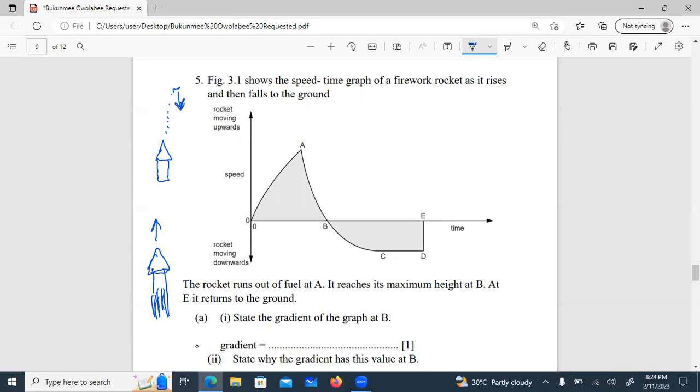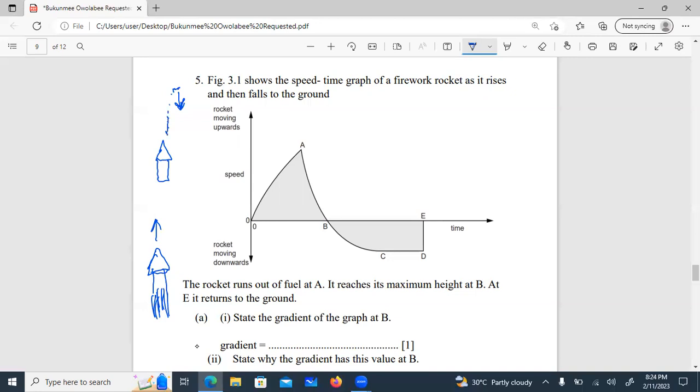So here, the rocket starts burning, it goes upward. At this point, the flame stops burning. All the combustible material has been exhausted. But that does not mean that the rocket will fall downwards. It will still move upward, but it will be moving upward slowly. That means the speed begins to reduce. The moment all the combustible material finishes, the speed begins to reduce as the rocket goes upward.